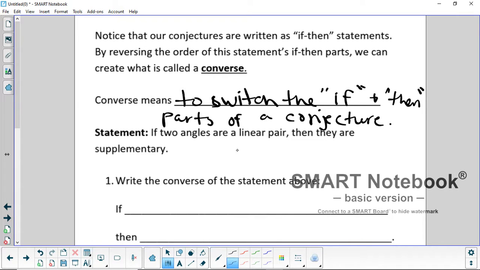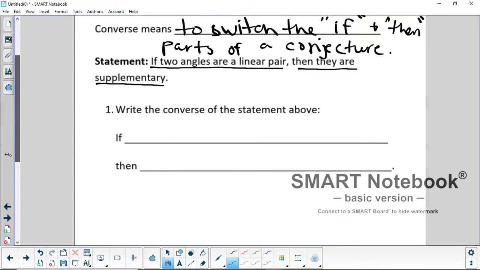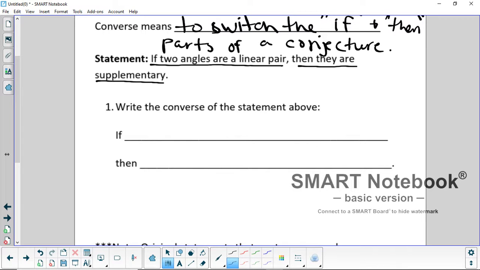So here's our original statement. It says if two angles, so here's the if part, are a linear pair, then they are supplementary. And so we need to write the converse of the statement by switching the if-then parts. However, if we just flip-flop it, it's not going to be grammatically correct. So we have to be careful.